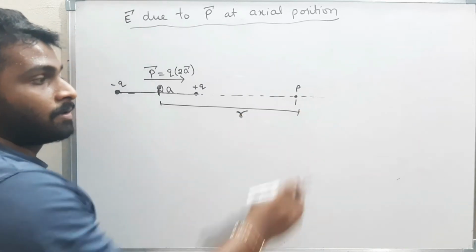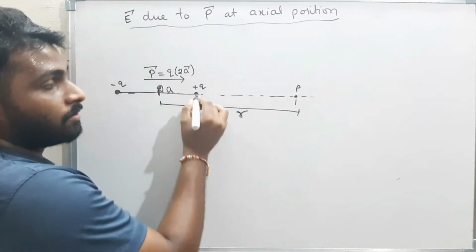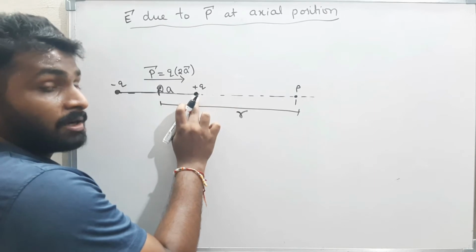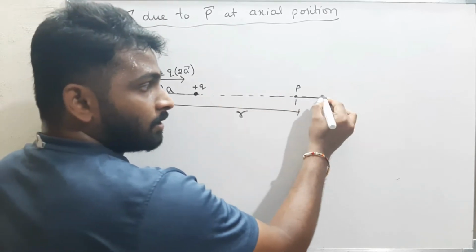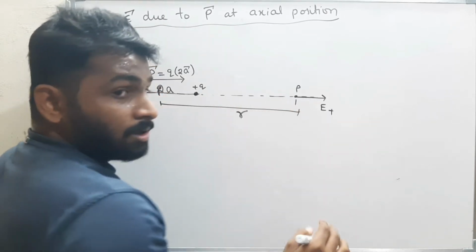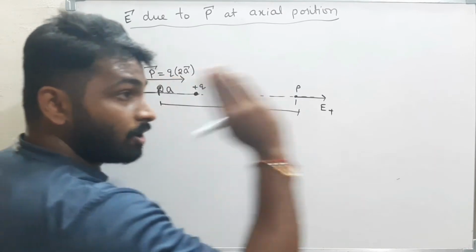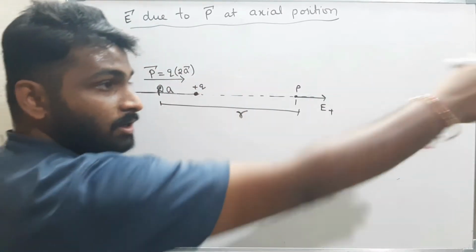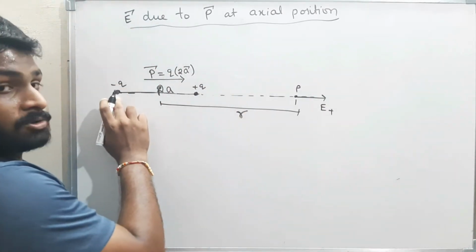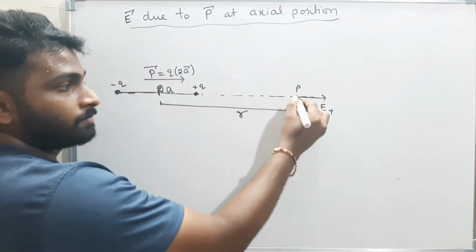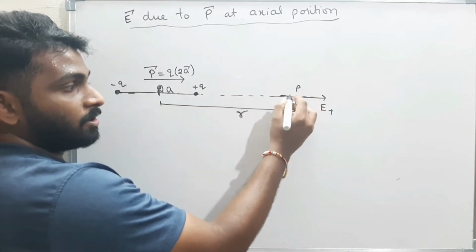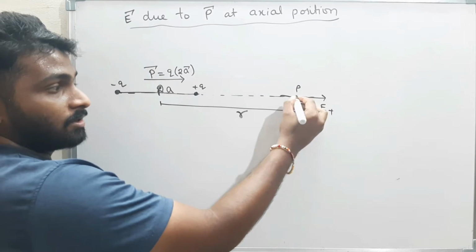Because of this positive charge, the electric field will be in this direction, because the electric field due to a point charge is always away from the charge. And because of this negative charge, the electric field will be towards it. Therefore, the electric field intensity at this point because of this negative charge is in this direction.